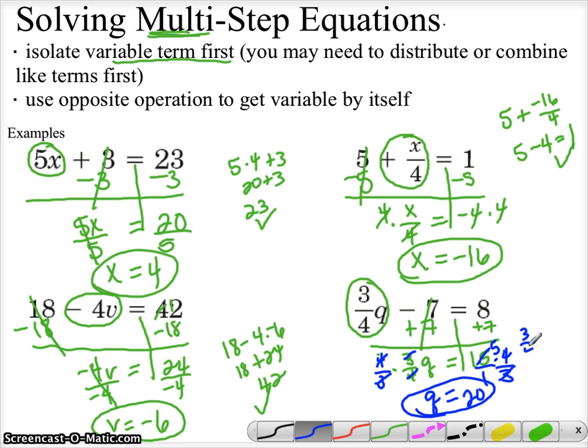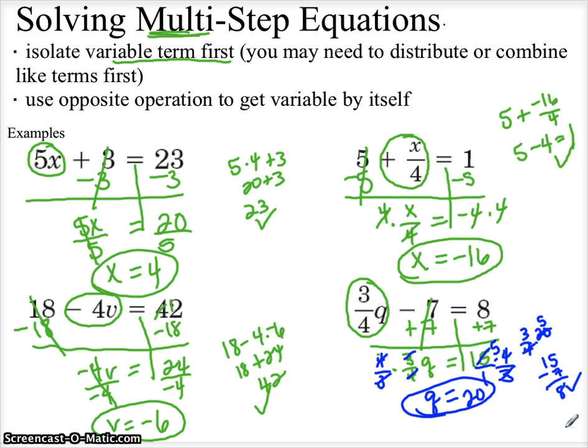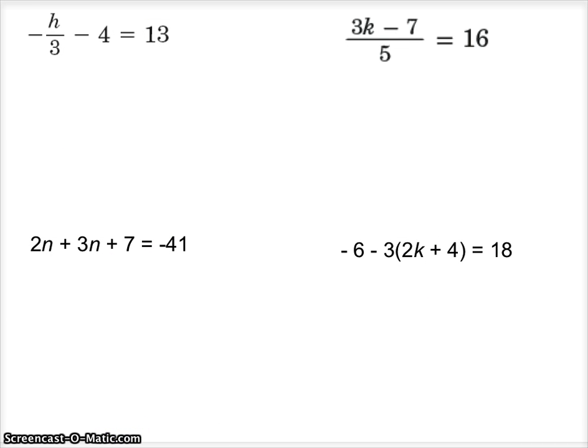Now if you check that, 3/4 times 20, 4 goes into 20 5 times. 5 times 3 is 15. Minus the 7 is 8, so that checks. All right, so there are 4 examples. I'm going to go to the next page and do some more, and then it'll be your practice time.